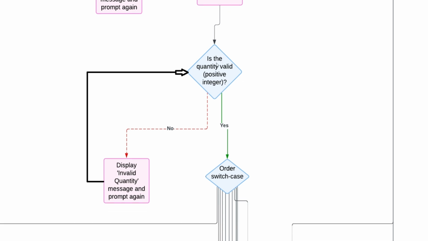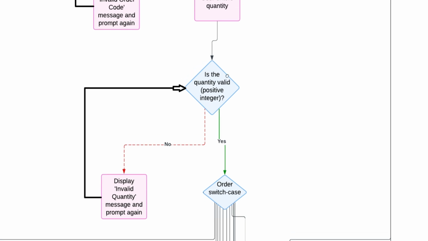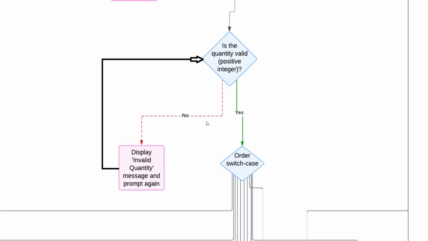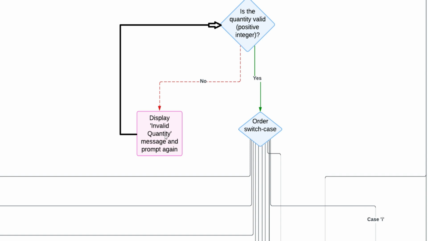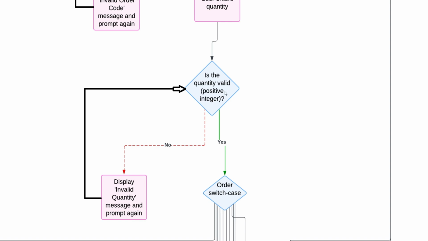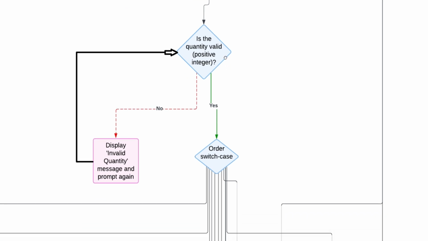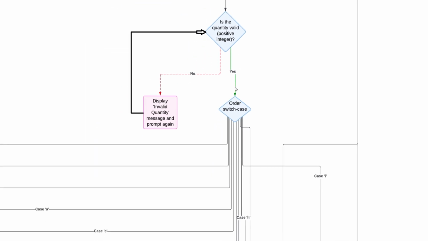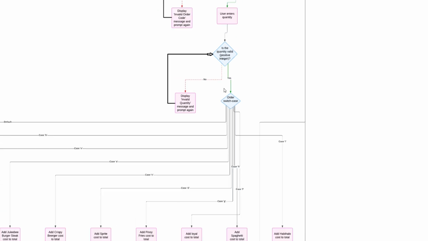Then another condition: is the quantity a valid positive integer? If the quantity is a character or a negative number, then it will display an invalid quantity message and prompt the user to try again, and only accept positive numbers. Then if yes, the search case will happen.